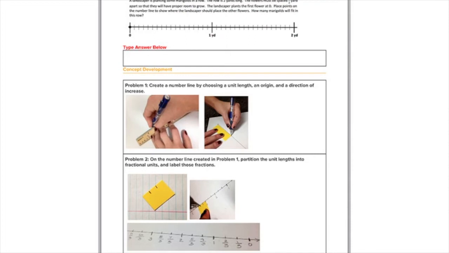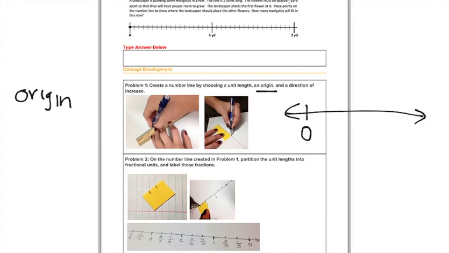Create a number line by choosing a unit length, an origin, and a direction of increase. What does all of that mean? Okay, a unit of length. How long is it going to be? So draw a number line. You could draw it horizontally like I did, or vertically. And an origin. What origin means is 0. Origin is where it starts, the origin of something, and we always start at 0. And then the direction of increase.